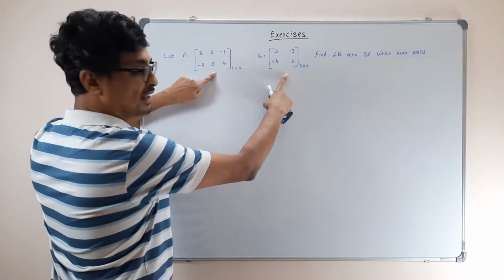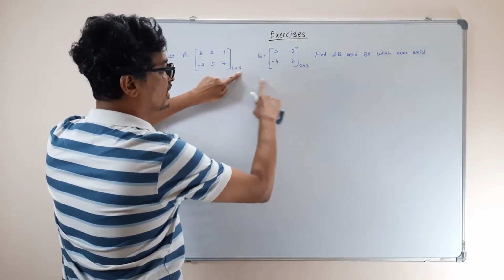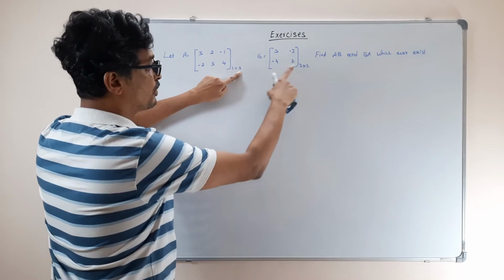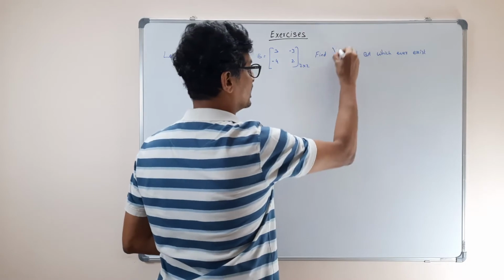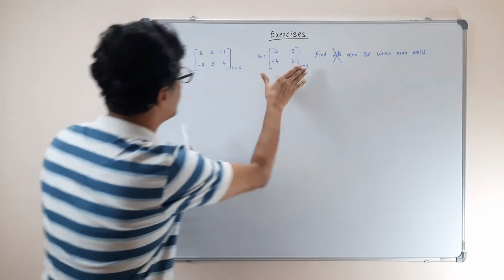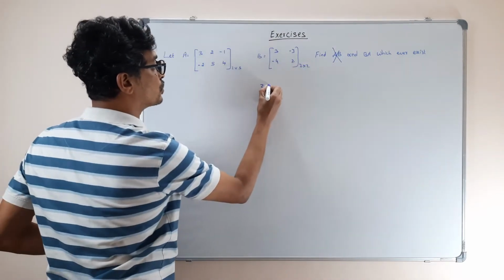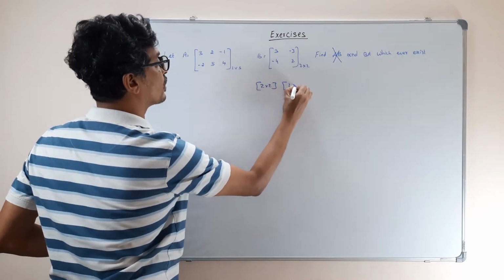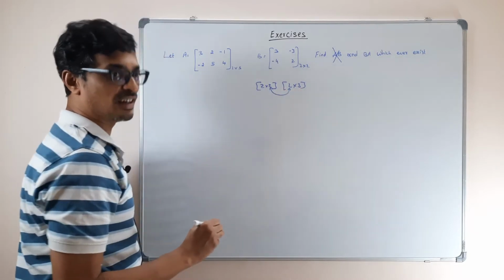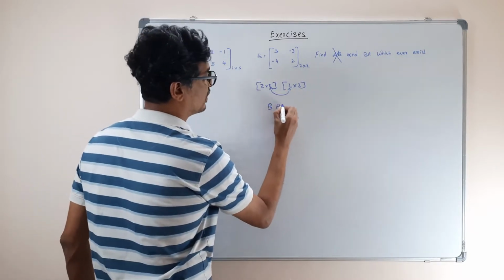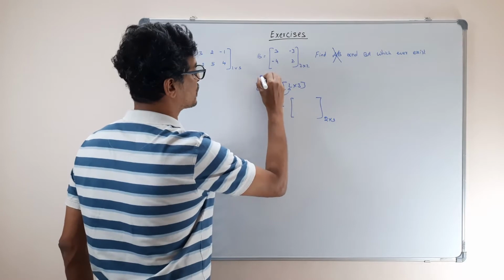AB, is it conformable? Why? Because it is 2 cross 3 into 2 cross 2. This is not the same, correct? The number of columns and the number of rows is not the same. So AB will not exist. But B cross A, what is that? When it is B cross A, you are multiplying a 2 cross 2 matrix with a 2 cross 3 matrix. So these two are the same, so you can multiply. They are conformable. So BA is conformable. Can you tell me what will be the order of the final matrix? 2 cross 3, correct? Because that is this 2 cross 3.